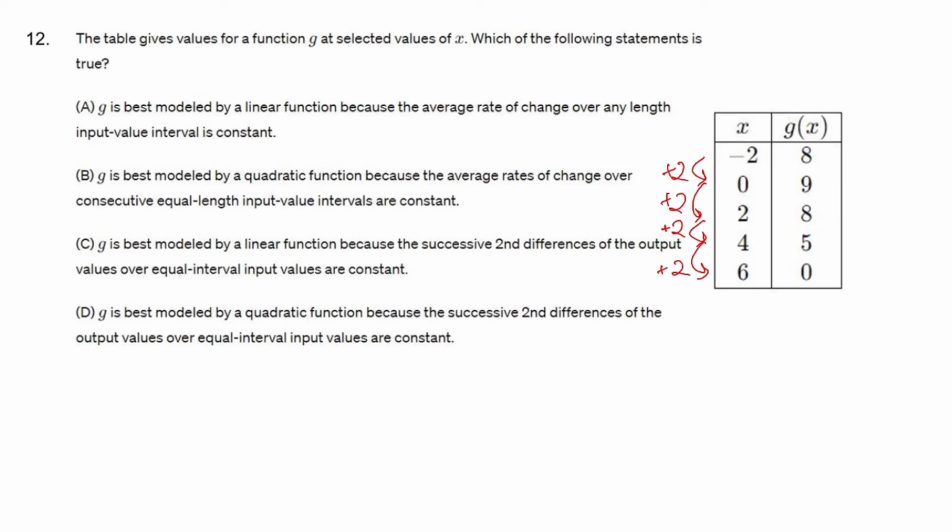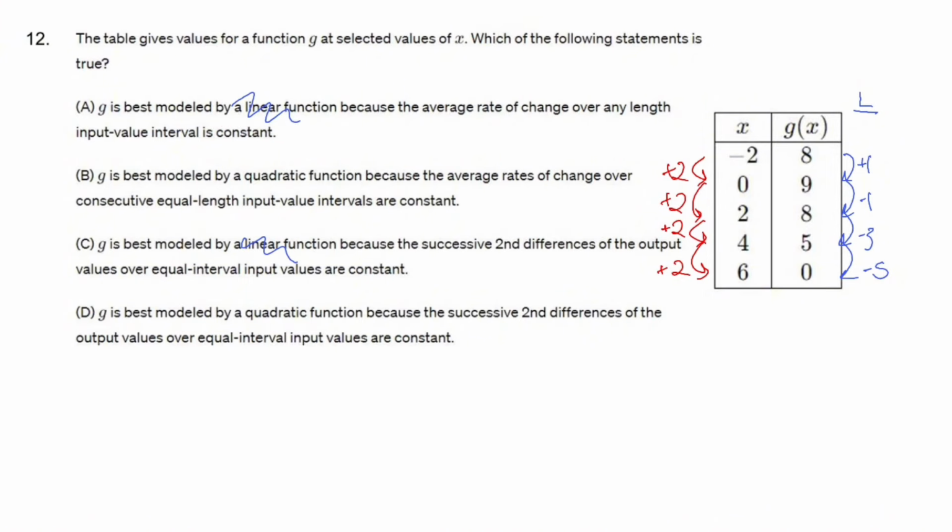Now, what we're looking for over here is the first order of rates of change. That tells us whether or not this is linear. If the rate of change is constant throughout, it's a linear function. So what do we do to get from 8 to 9 to 8 to 5 to 0? Well, I'll tell you one thing. It ain't linear. We add 1, we subtract 1, we subtract 3, we subtract 5. It's not linear, which means A and C are not an option.